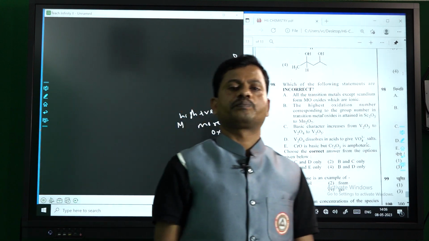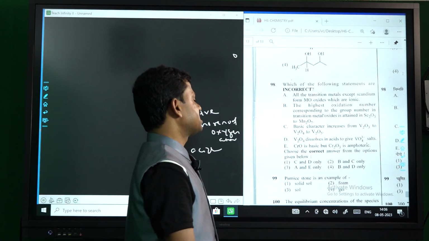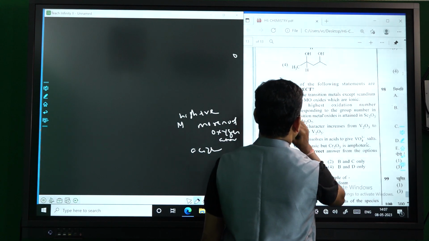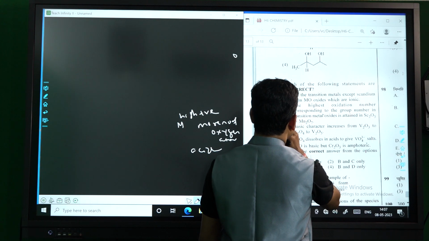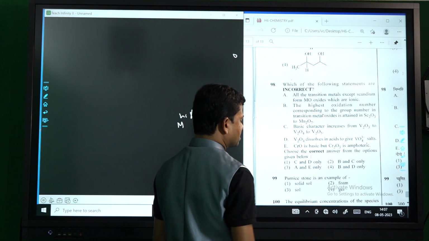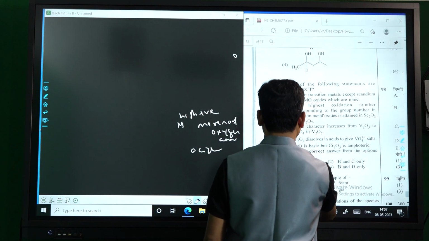That question comes from the characteristics of transition elements. So A is correct, B is correct, C incorrect, D incorrect, E correct. So according to the scenario of the question, only C and D are incorrect.